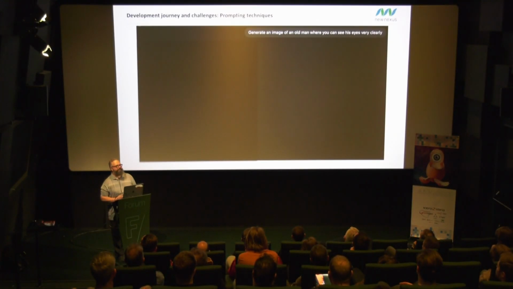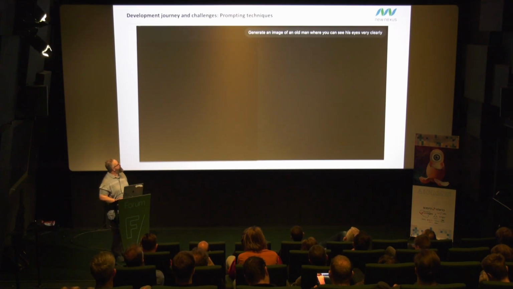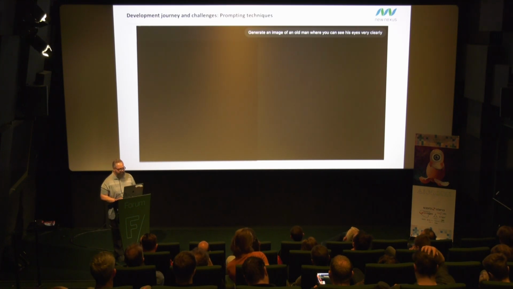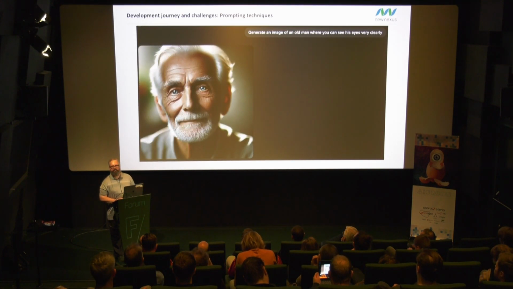Therefore, if you want to achieve the desired result, you need to describe what you want and not what you don't want. Even though the prompt may not be as straightforward as you would expect. So if you ask to generate an image of an old man where you can see his eyes very clearly, you get an image of an old man without glasses. So you have to ask something else to get the same result, or a better result.